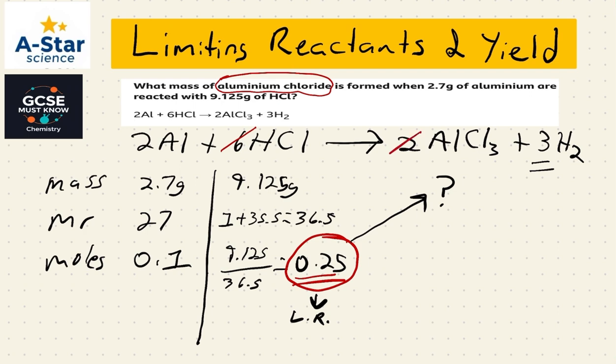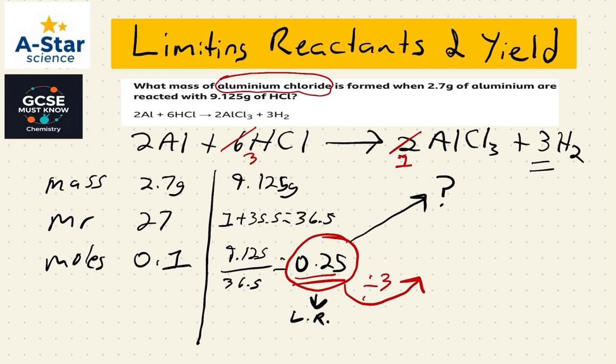This is a 6 to 2 ratio. If we simplify that, we divide the 6 by 2, that's going to be a 3. We divide the 2 by 2, that's going to be a 1. So the ratio is 3 to 1. 3 moles of hydrochloric acid will make 1 mole of aluminum chloride. Or in other words, you need to divide by 3 to find the amount of moles of aluminum chloride. And we can do that here. So we're going to divide 0.25 by 3.